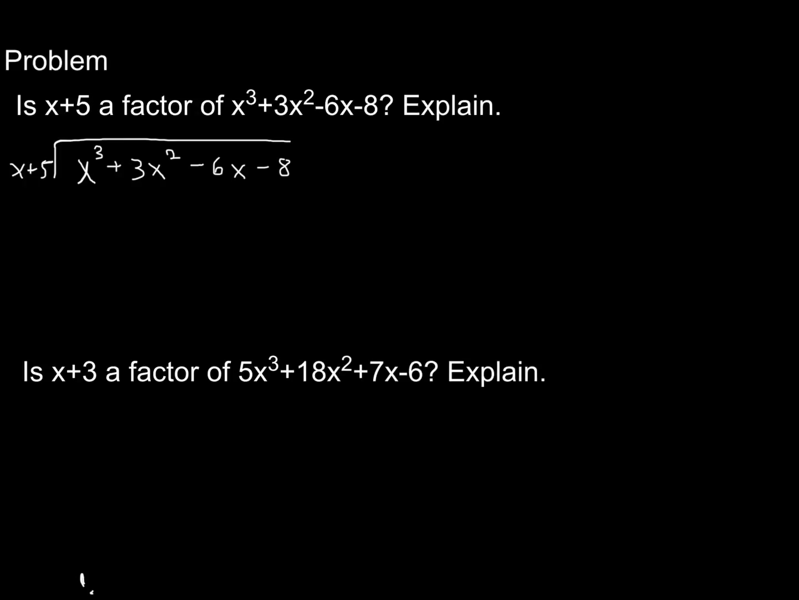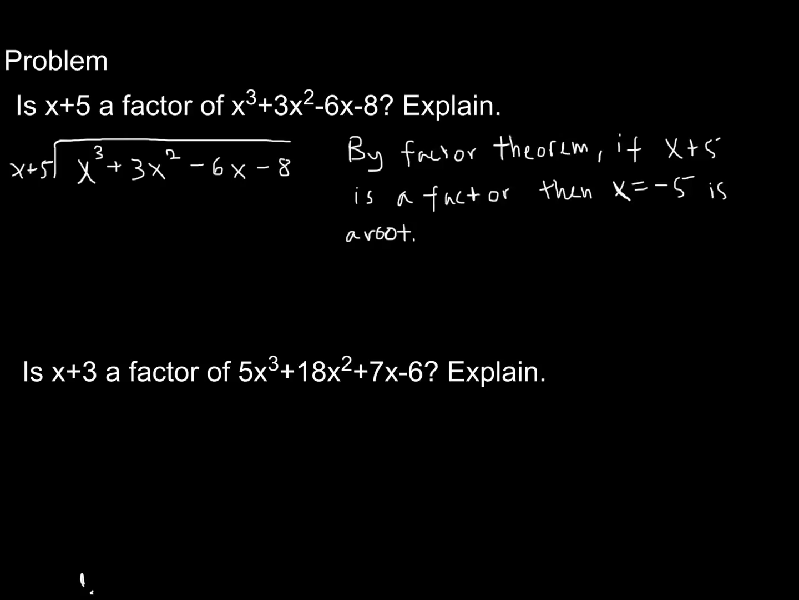Now, you may have done that and said to yourself, gosh, that's a long process. Is there a way that I could have done this more efficiently? And there is. If x plus 5 is a factor, then think back to the theorems. What do we know? Well, we know by the factor theorem that if x plus 5 is a factor, then negative 5 is a root. So what we can say is that x equals negative 5 should be a root. And we can try this out and see if negative 5 is in fact a root.